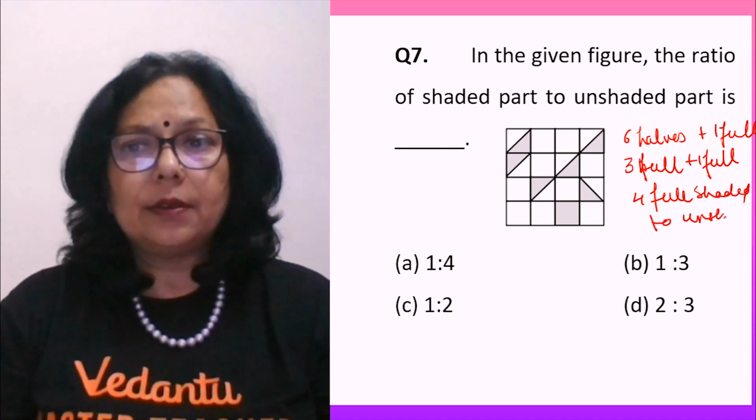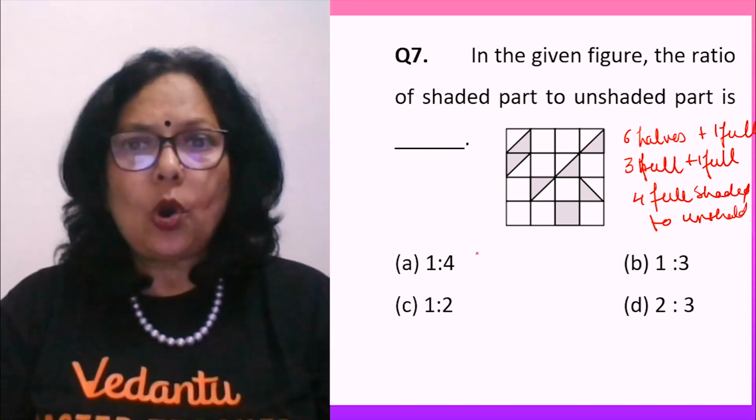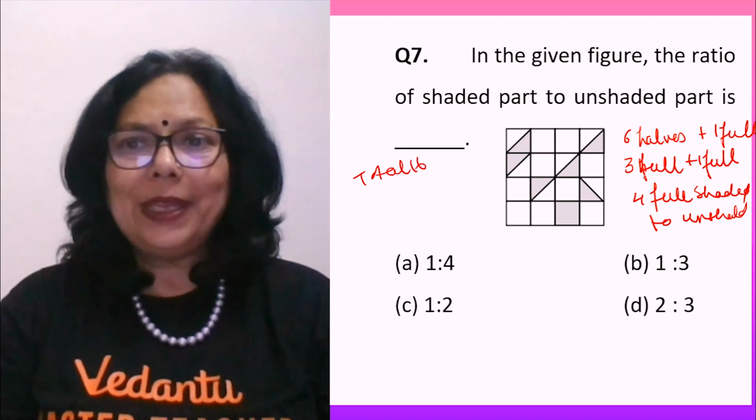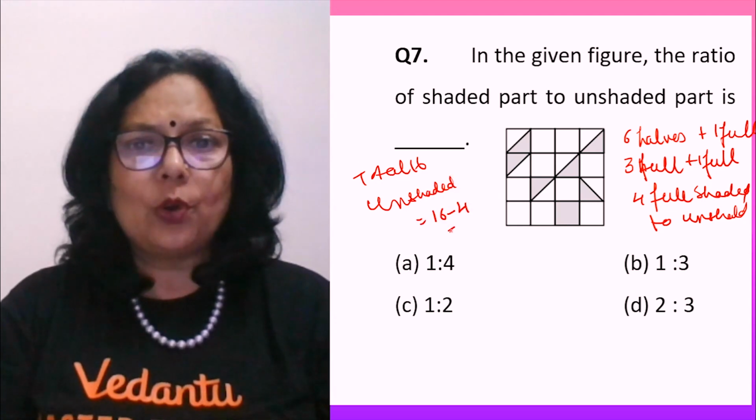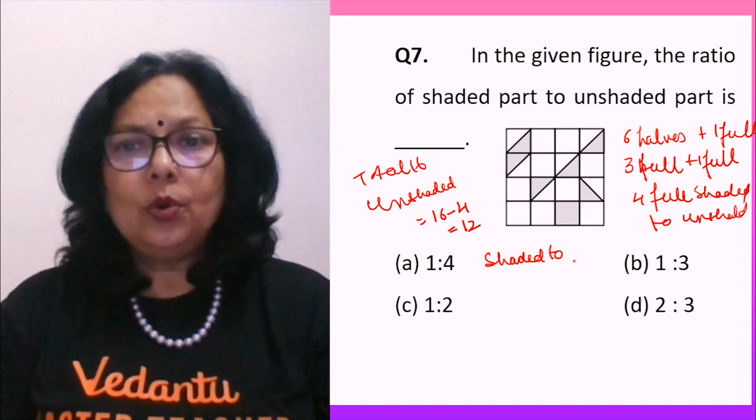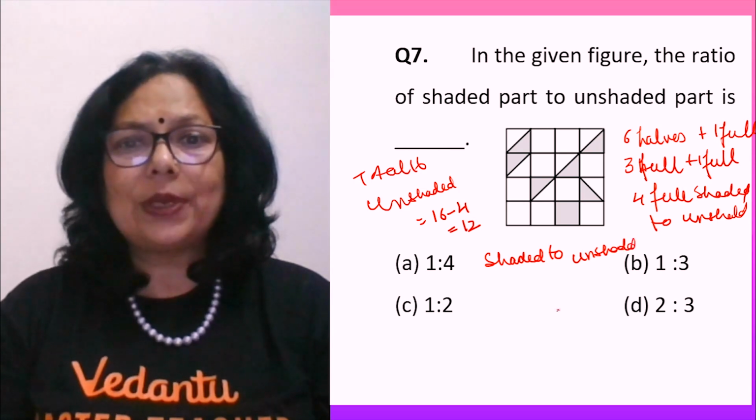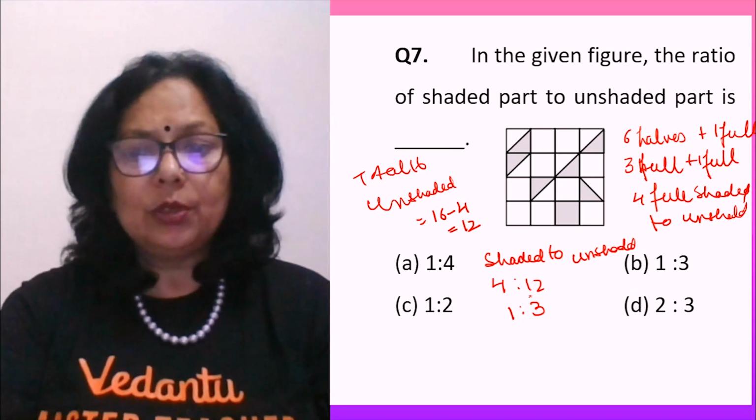Now you have to find the ratio of 4 full shaded to unshaded. Now very easy to find out unshaded. Will you count the unshaded parts? No. All parts are 16. Total are 16. How many are shaded? 4 full. So how many are unshaded? Unshaded will be 16 minus 4, that is 12. So what is the ratio of shaded to unshaded? Always read the question again and again. So 4 is to 12, that gives you 1 is to 3.